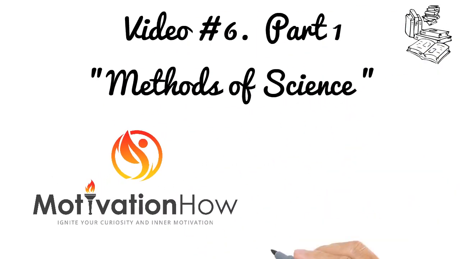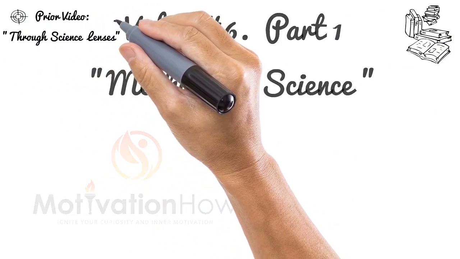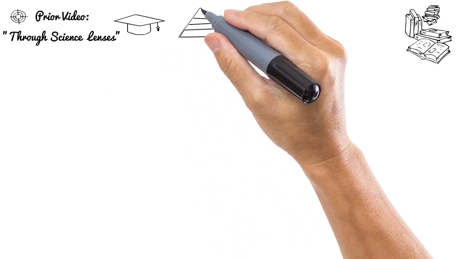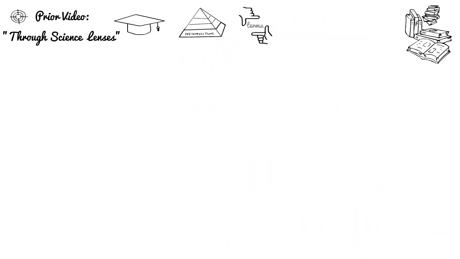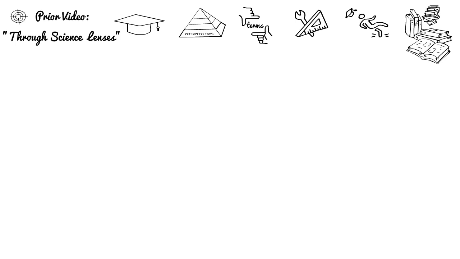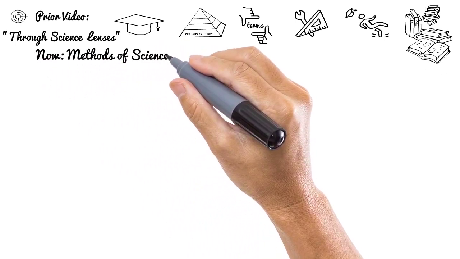Hello everybody! In the previous videos through science lenses, we started our discussion about science and the scientific way of thinking. We briefly checked presuppositions, terms, criteria and features which science is based on, and looked over a few risks and limits in connection with science. Let's continue our discussion with two videos, Methods of Science.